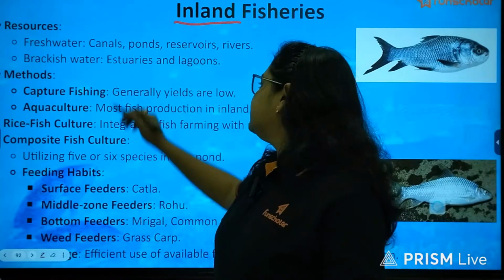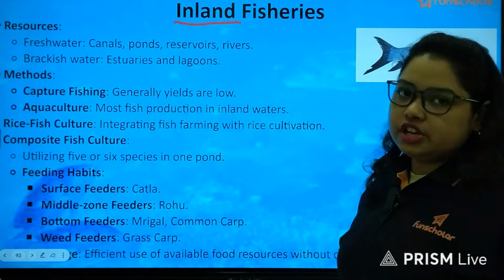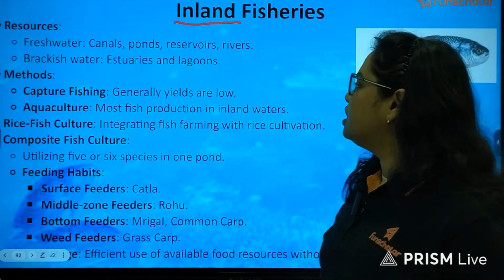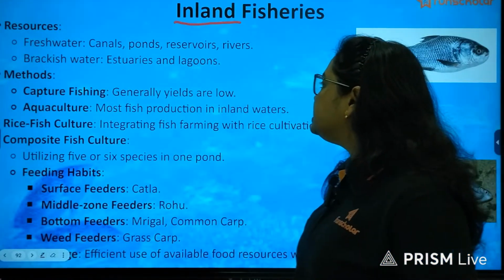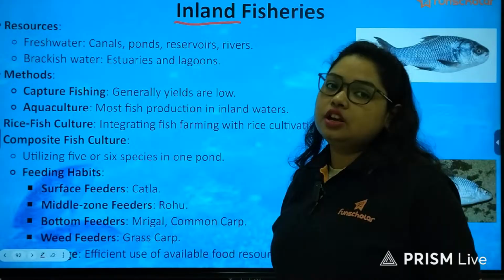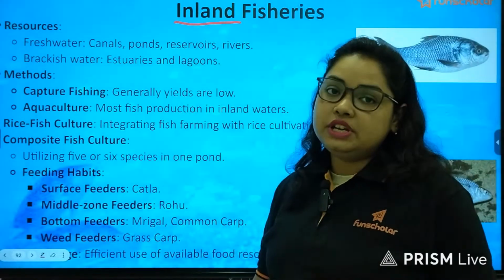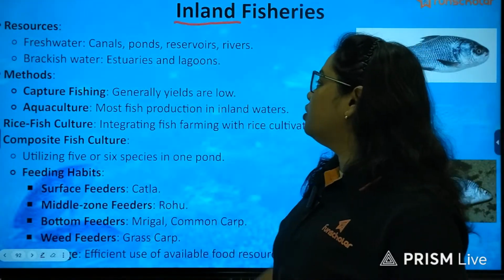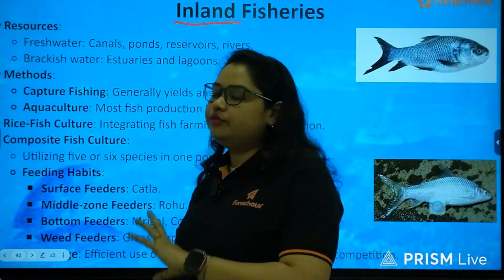And then there is brackish water, in which the seawater combines with the fresh water, and that can be found in estuaries and lagoons. These estuaries and lagoons are generally present close to regions where we find deltas, because that is where the sea and the river meet. So in those regions you can find estuaries and lagoons, and there the water is brackish in nature, neither solely marine nor solely freshwater.